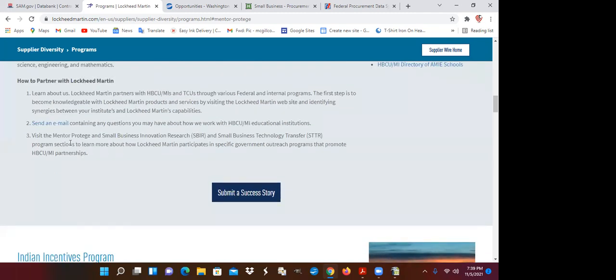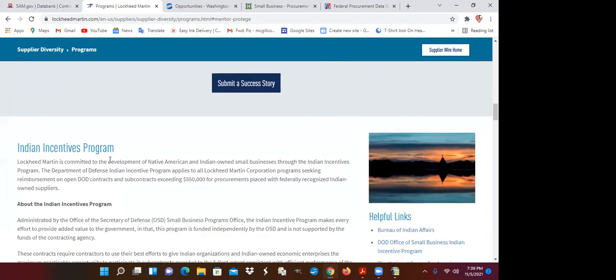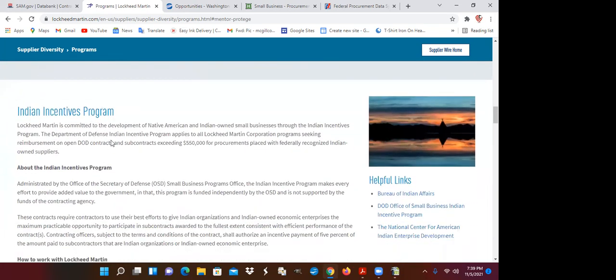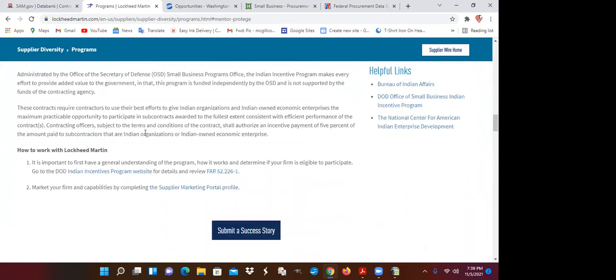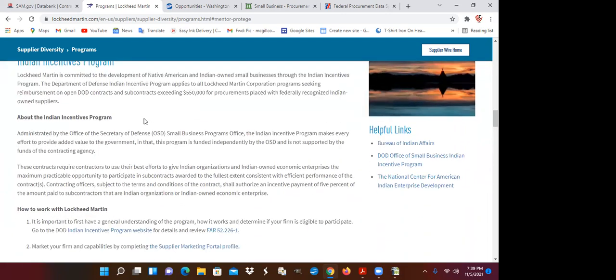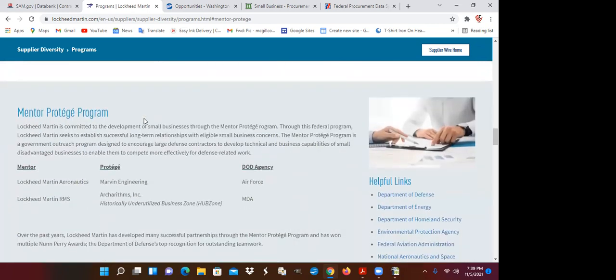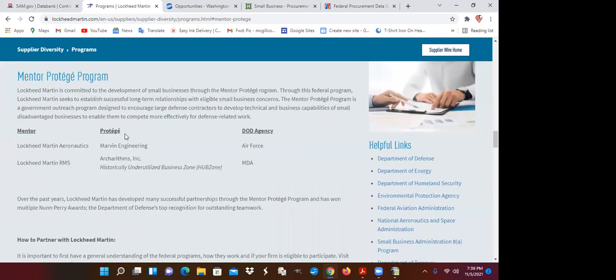Here it talks about visiting the mentor protege and the small business innovation research programs. They tell you basically what to go and do. They have all different types of incentive programs that Lockheed Martin has here. This one has something to do with Indian incentives. But here's the mentor protege program.